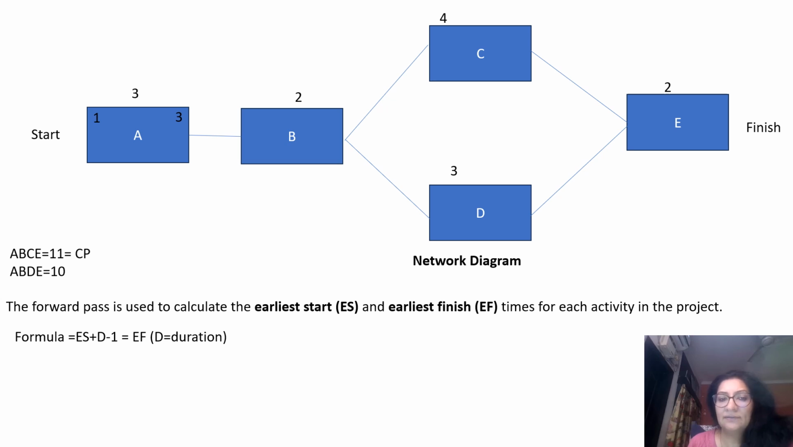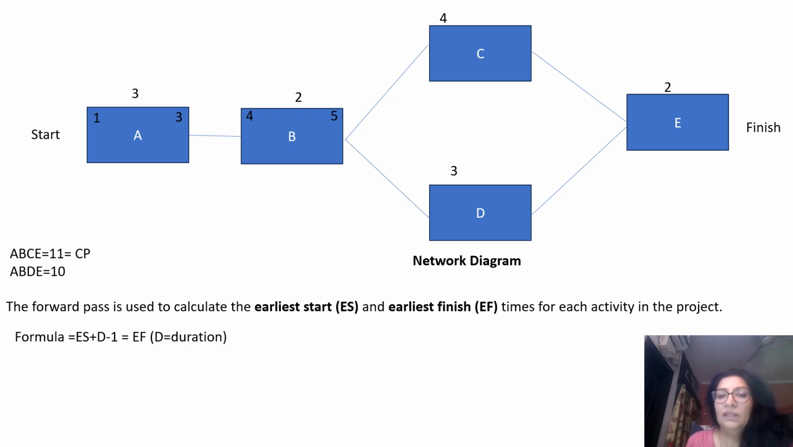Let's move on to activity B. When will this start? Because A has consumed all of day 1, day 2 and day 3, that means activity B will get started on day 4. And how long will it go? It has a duration of 2 days. If you go by the formula, then early start 4 plus duration 2 is 6, minus 1 is 5. That means it completes days 4 and 5. You can put 5 over here. This would be the early finish of this activity.